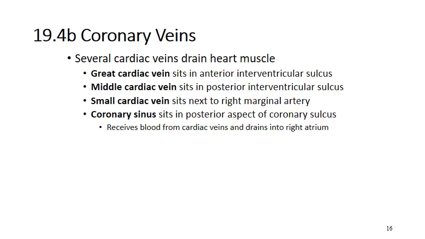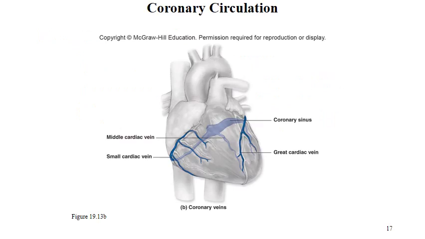So then we have, of course, our coronary veins that are going to drain that deoxygenated blood. We have the great cardiac vein that sits in the anterior interventricular sulcus in the front, the middle cardiac vein which sits in the posterior interventricular sulcus in the back, and then the small cardiac vein which sits next to the right marginal artery on the right side, and then the coronary sinus which sits in the posterior aspect of the coronary sulcus, and that's where all of that deoxygenated blood from the cardiac veins is going to drain into the right atrium until it goes to the lungs.